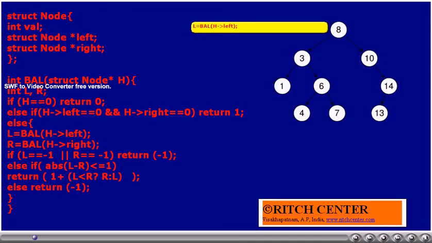Let us try to simulate how this function works. We assume that the tree as shown in the slide is used. The address of the root node is sent as an argument for this function. As it is not 0 and not a leaf node, the statements in the else, that is L is equal to bal H arrow left, are executed, which means that we will first be traversing the left subtree of the root node.